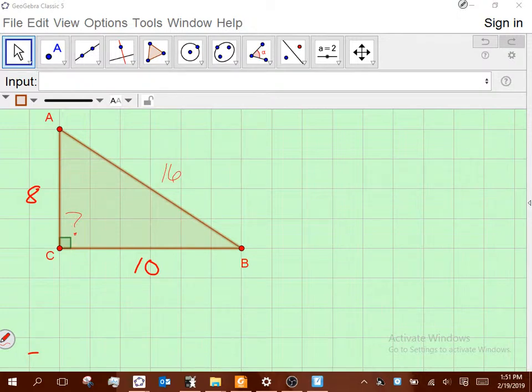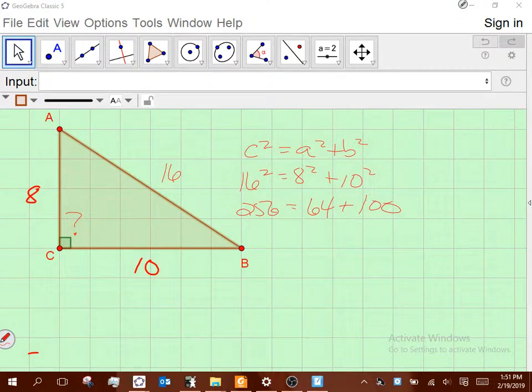So let's go through and see if this is a right triangle or not. Okay, so we should see if c squared is equal to a squared plus b squared. So c squared would be 16 squared. Does that equal 8 squared plus 10 squared? What's 16 squared? 256. 8 squared is 64. 10 squared is 100. Do those two things equate? No, they don't. Okay, so can this be a right angle?